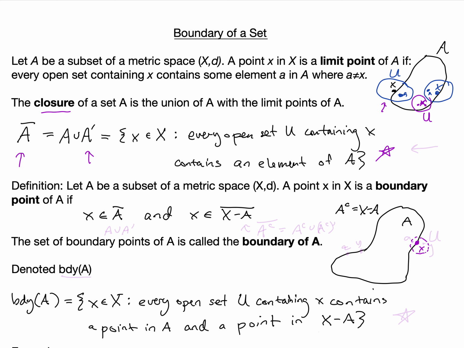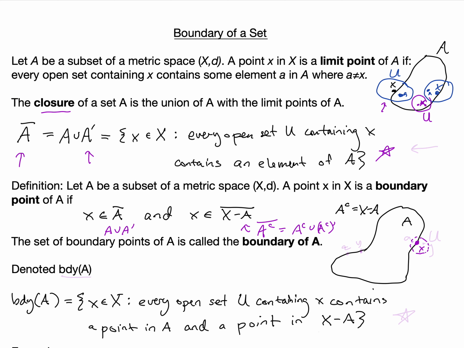So here's our new definition now. Let A be a subset of a metric space (X, d). A point x in X is a boundary point of A if x is in A closure and x is in the closure of A complement. So this is the same thing as A complement closure. So in other words, x is in A union its limit points, and x is in A complement union the limit points of A complement. It's got to be in both of those places.